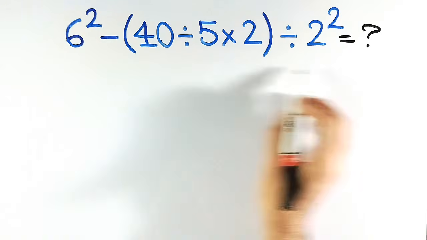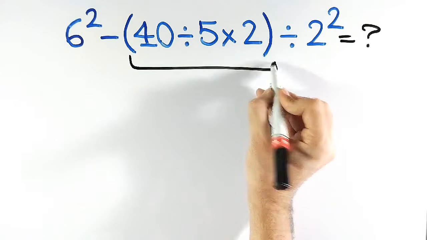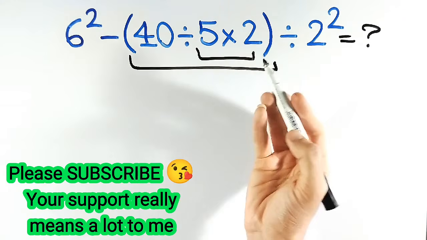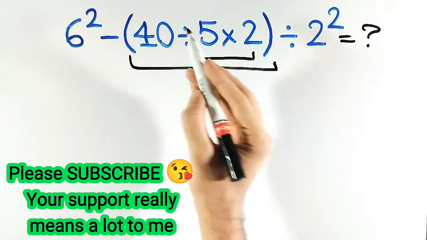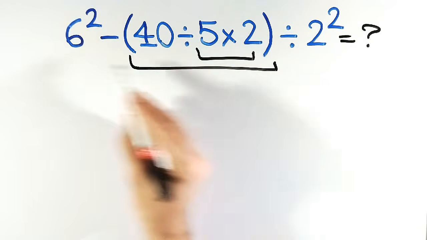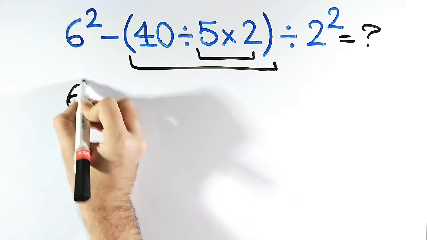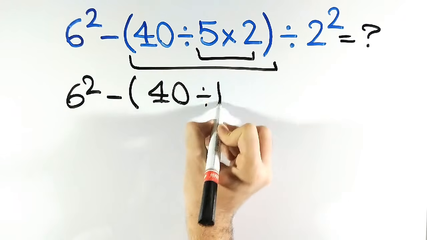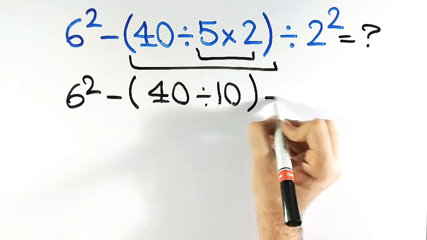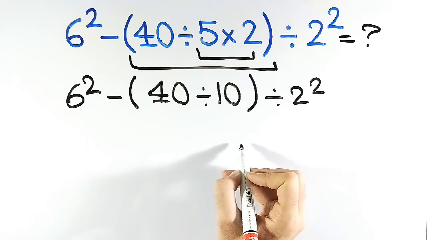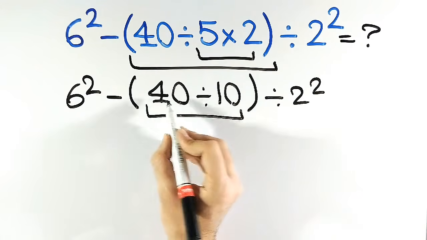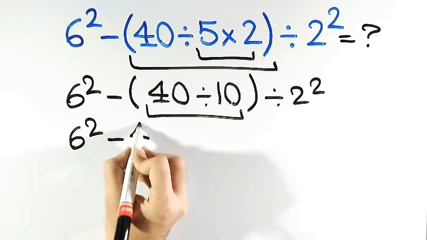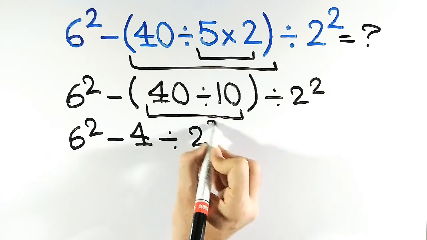Also, some other people, when solving this question, first go for the expression inside the parentheses and solve the multiplication between 5 and 2 because they think multiplication has a higher priority than division. So, instead of this expression, they write 6 squared minus (40 divided by 10), then divided by 2 squared. Then, they go for the division between 40 and 10 and write this expression as 6 squared minus 4 divided by 2 squared.